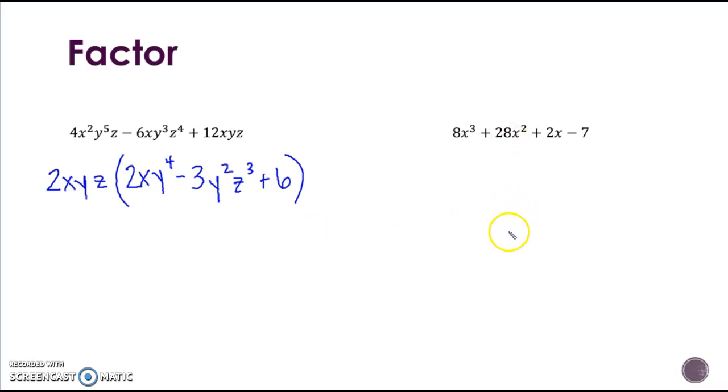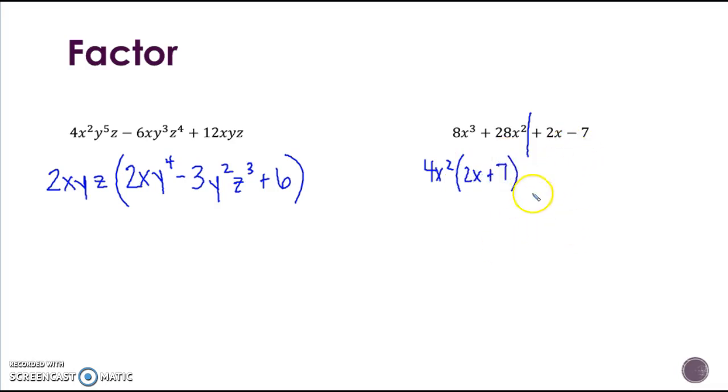Okay, if we have 4 terms, we're going to think grouping. But again, look for your GCF first. 8, 28, and 2 all have 2 in common, but that 7 messes us up. So my next step is just to split it down the middle. The GCF of the left-hand side is 4, and then x squared. So if I take out a 4x squared, I'm left with 2x plus 7.